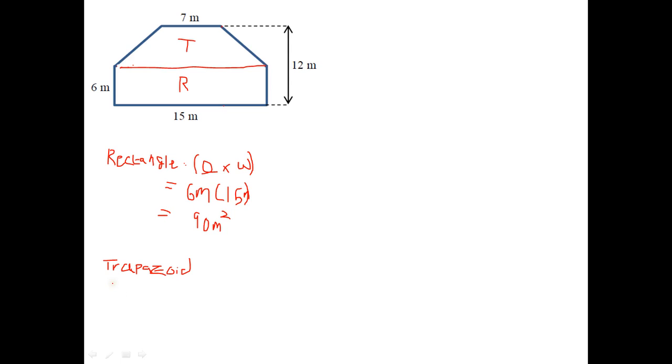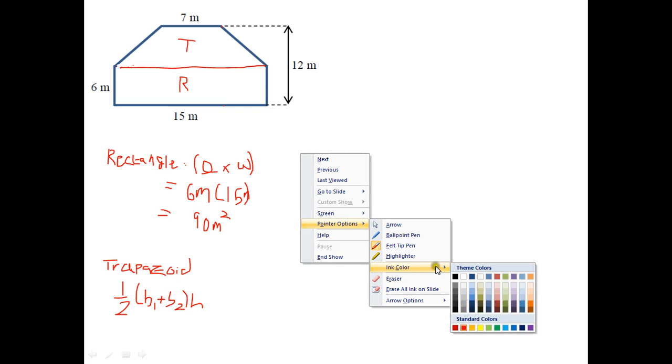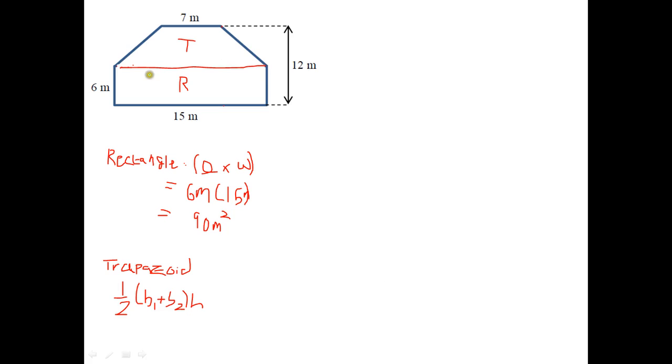Okay, so the formula for area for a trapezoid is half times base 1 plus base 2 times the height. Now, in this example, if you look at the top, I'm going to change my pointer color to green so I can make it stand out a little bit. Here we're told that it's 6 meters from the bottom up till here, but we also know that the whole length of this is 12. So that's telling us that the height of this trapezoid is 6 meters. So that's 6 meters right here.